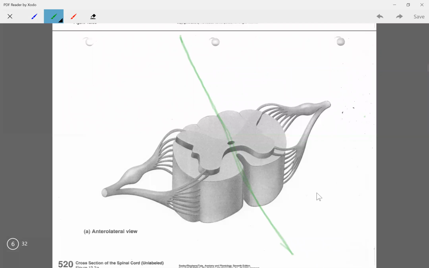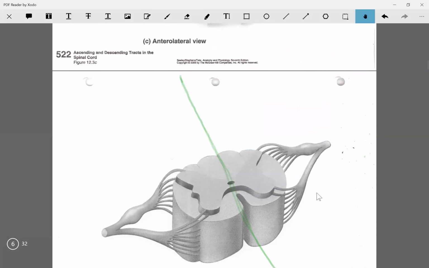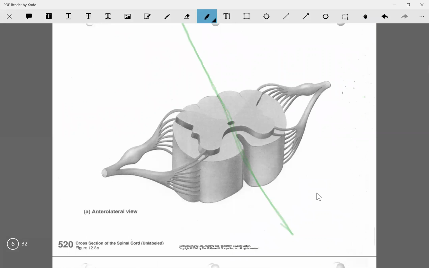So what I did is just drew that green line there, just to divide the cord in half, because we're going to show you the pathways.